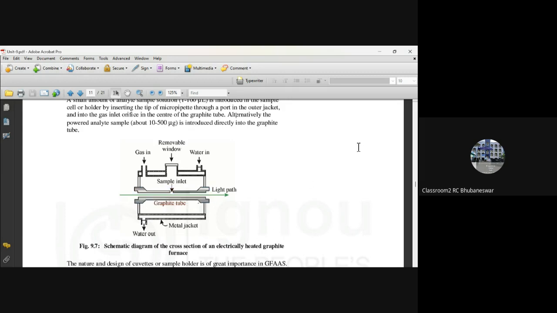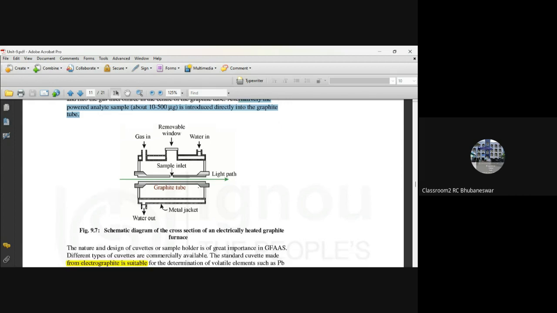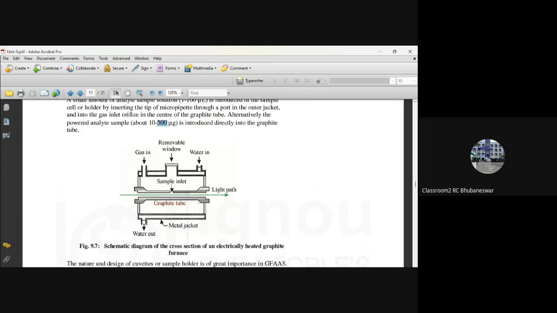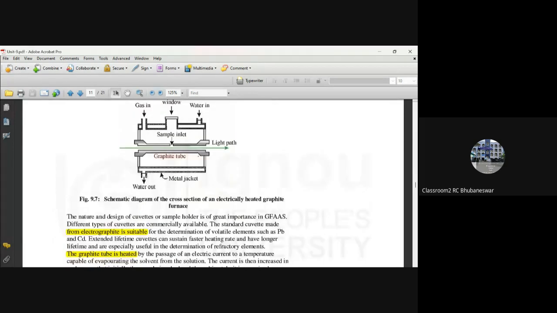Alternatively, the powdered analyte sample can also be introduced directly into the graphite tube, because in the furnace you don't need any flame, but sensitivity is higher and the sample solution is very little. A microliter of sample solution or a microgram, whatever it may be, is good enough to atomize. Simply through the electrically heated graphite furnace, we make it go to the vapor state, and atomization happens.